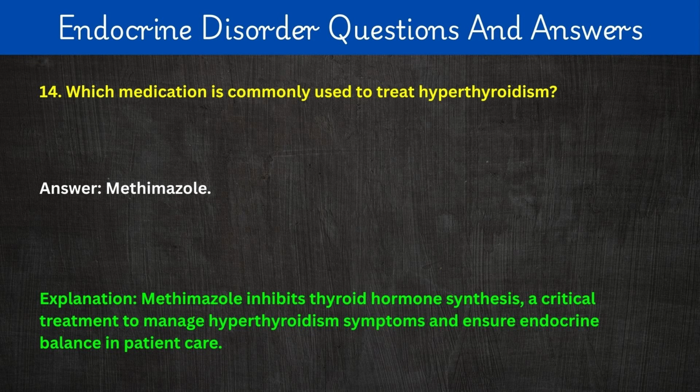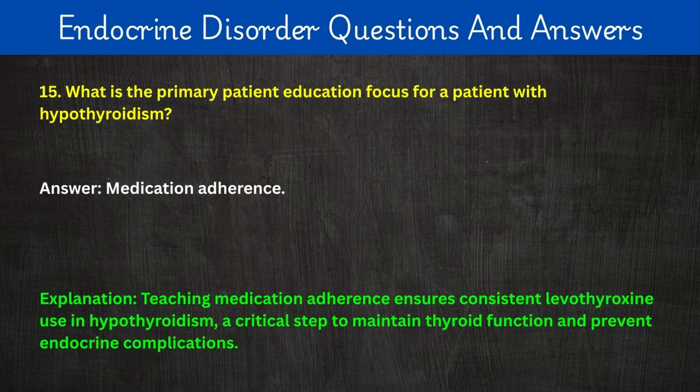14. Which medication is commonly used to treat hyperthyroidism? Answer. Methimazole. Explanation. Methimazole inhibits thyroid hormone synthesis, a critical treatment to manage hyperthyroidism symptoms and ensure endocrine balance in patient care.